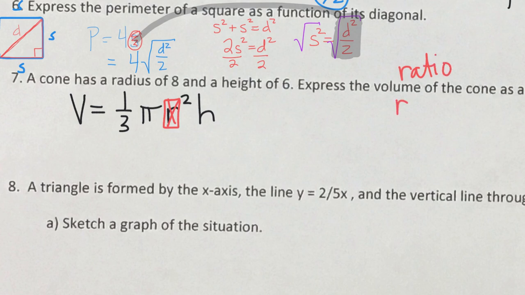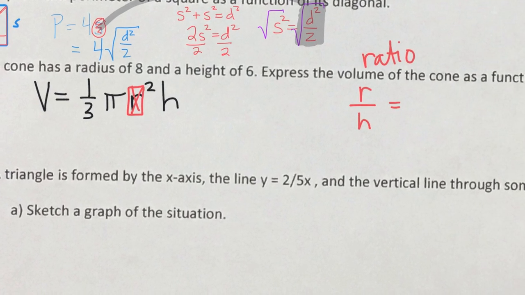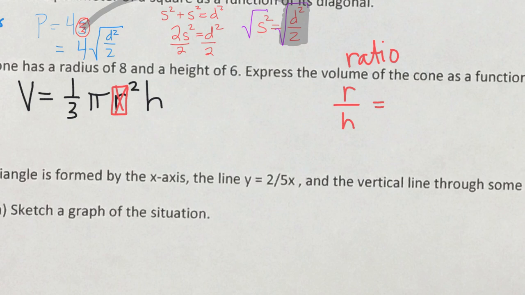We are comparing the radius to the height. In any cone, there are right triangles where this is the radius and this is the height. So as the height decreases, the radius decreases in proportion. Because these are similar triangles, they're right triangles. That's why we have a proportional relationship. So we're going to go back to the maximum. We have a radius of 8 when the height is 6. That's what we know.